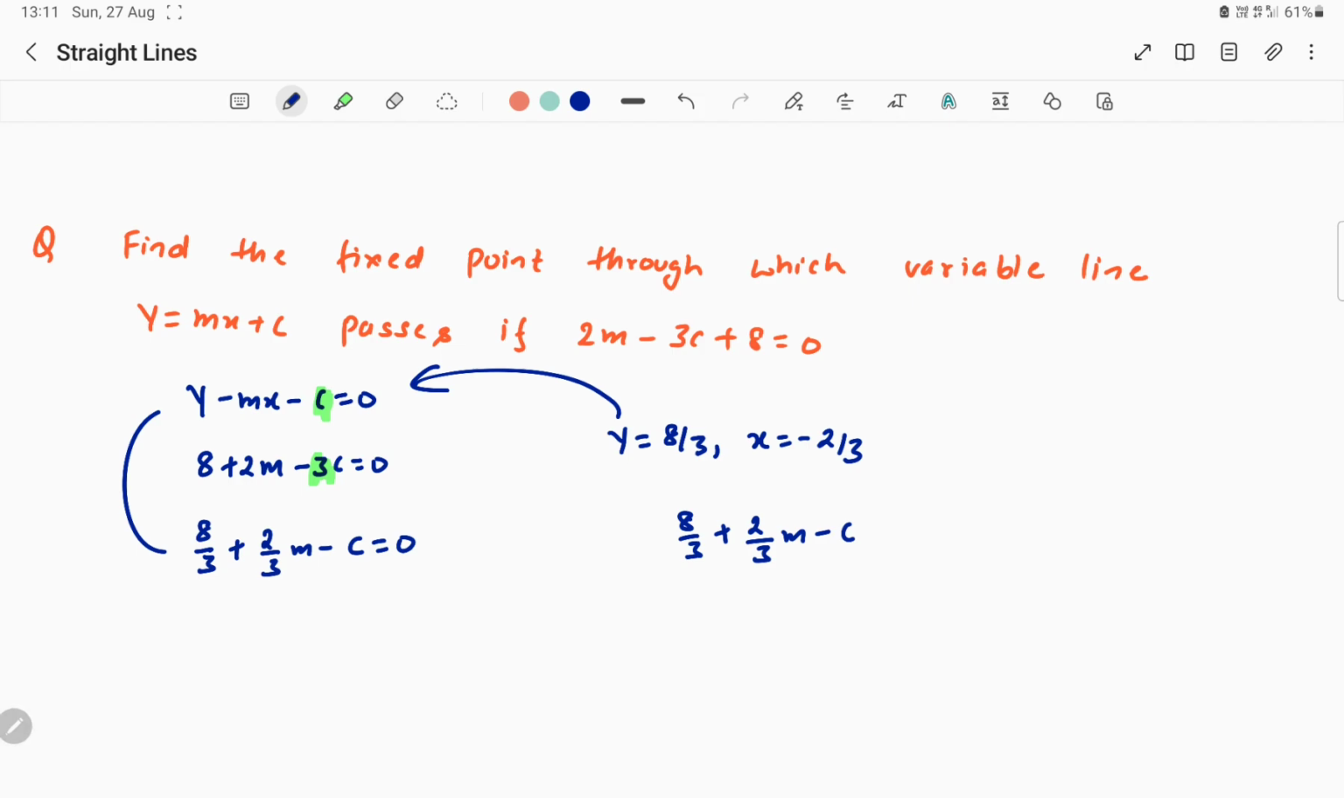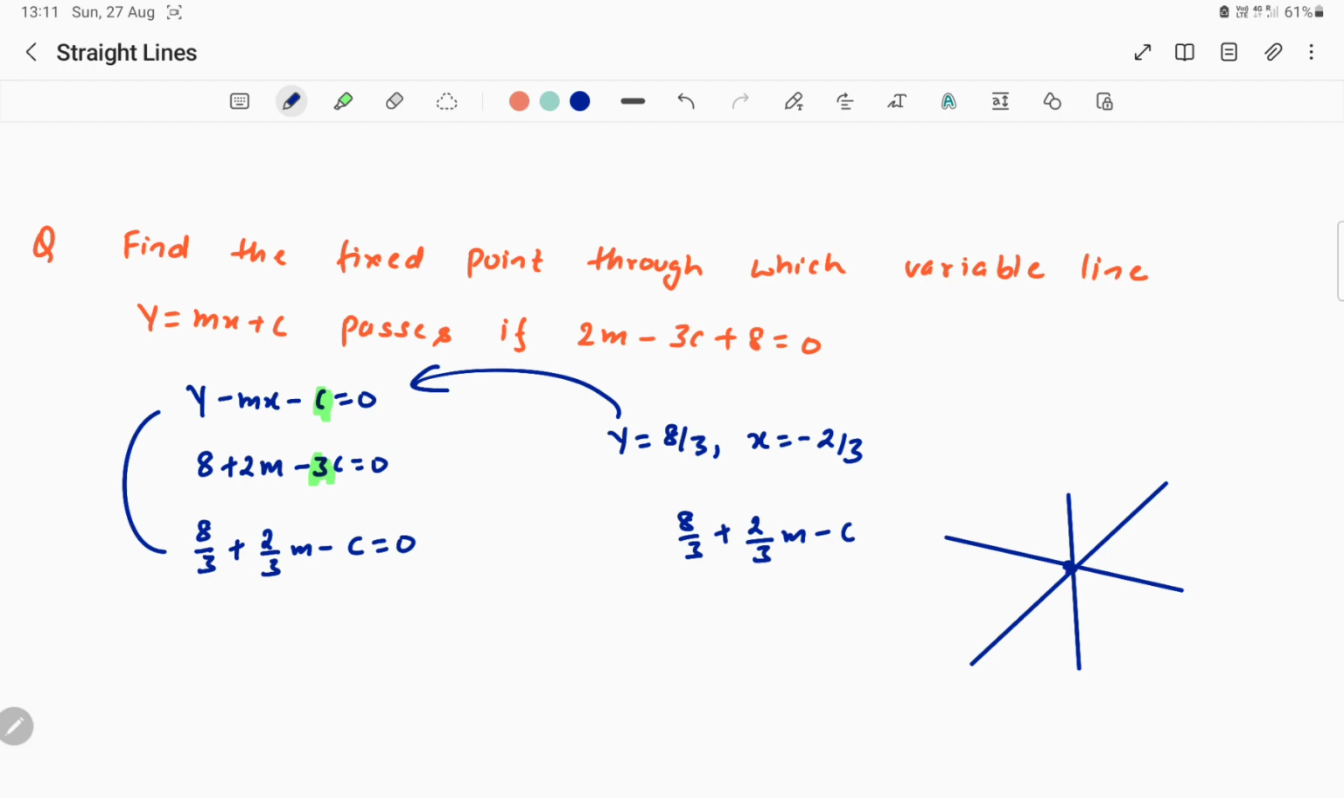Conclusion is simple: irrespective of what the m value and c value are, if you replace x with minus 2 by 3 and y with 8 by 3, this equation is always satisfied. It means there is a point. You keep changing the m and c values, and whatever changes happen, all of these lines are going to pass through that point.